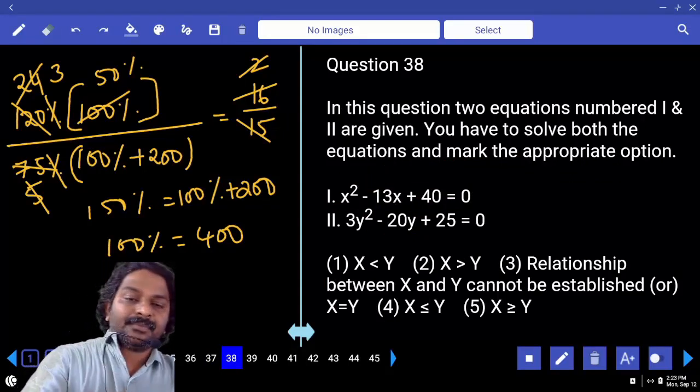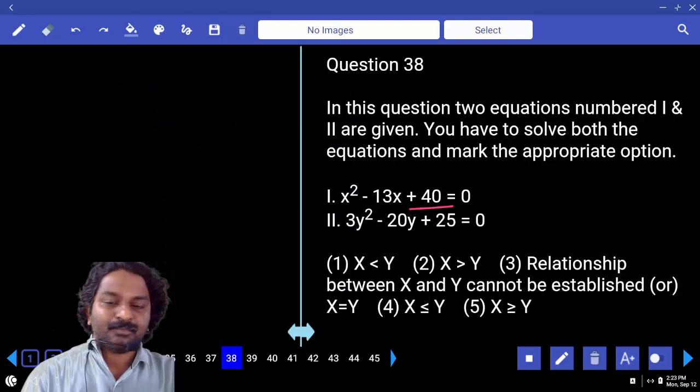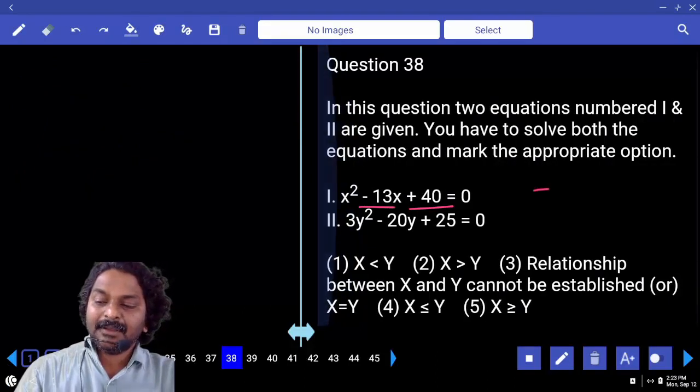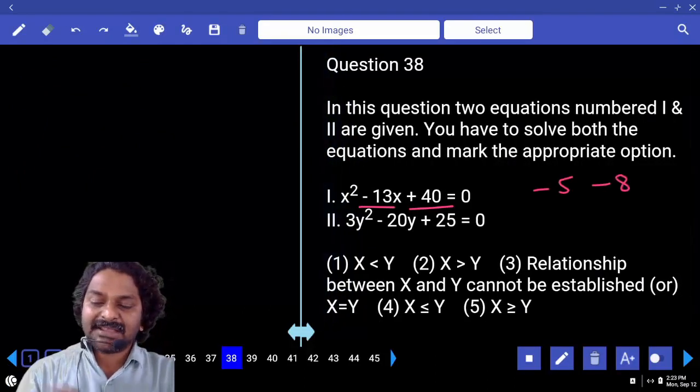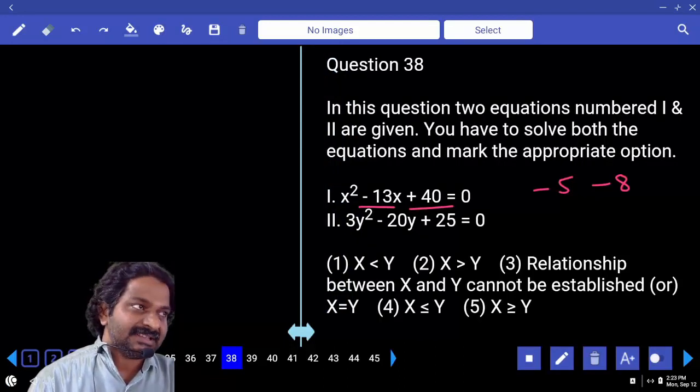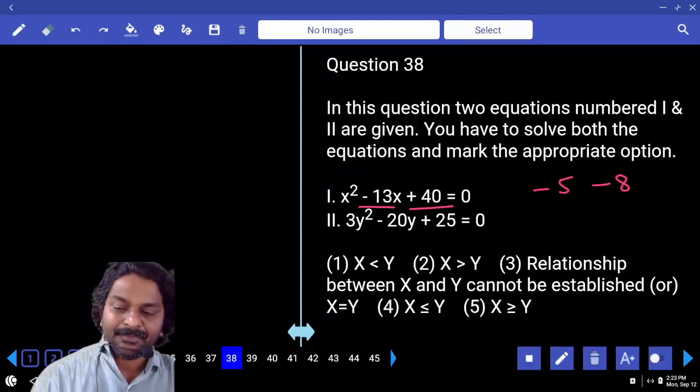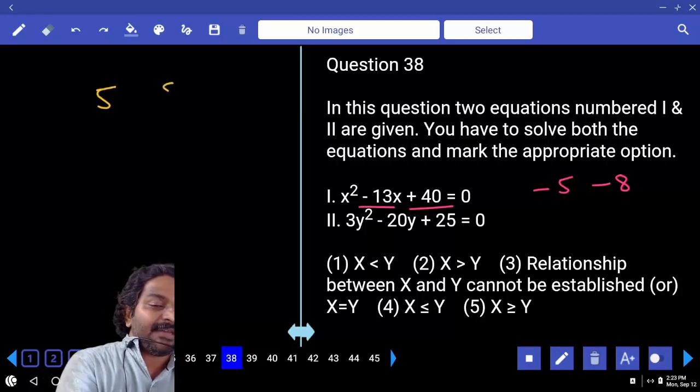Right. Product must be 40. Sum must be minus 13. Combination is minus 5 and minus 8. Product is plus 40. Sum is minus 13. Satisfied? Factors are 5, 8.